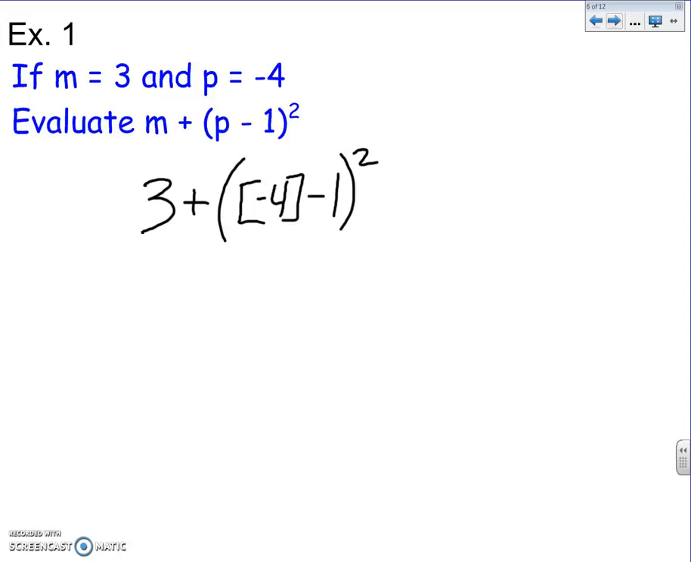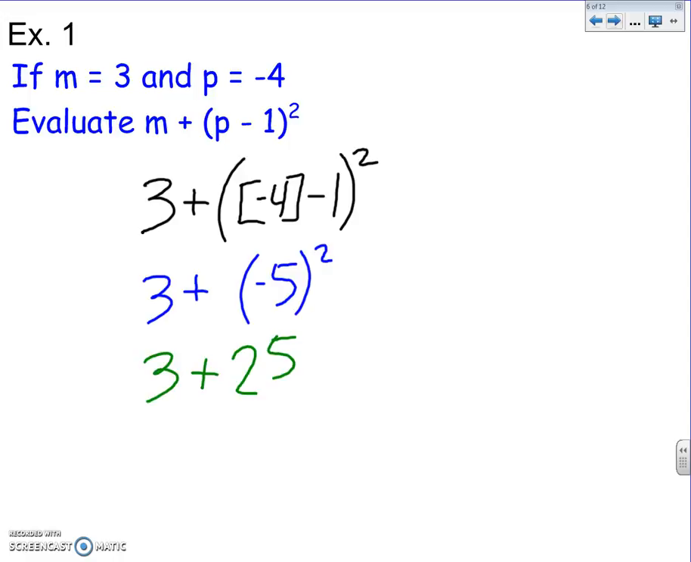So in PEMDAS, first is parentheses. Some people think this is distribute, but distribute is actually multiplication. Parentheses means can you simplify the inside of a parentheses. So here I have negative 4 minus 1. That turns into negative 5 in here. After parentheses comes exponents. I have this negative 5 squared. Negative 5 times negative 5 makes 25. And here's 3 in front. 3 plus 25, 28. Alright, so as you can see, I just plugged in m, plugged in p, and I just did PEMDAS.